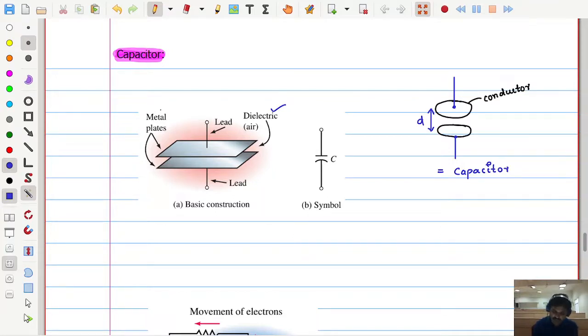Here you can see two metal plates. This may be in rectangular shape, and they are separated by a distance of d. Here let us assume these are separated by a distance d. In between these two plates, what is the material? That may be a dielectric material. Even that may be simply air, we may fill with air.